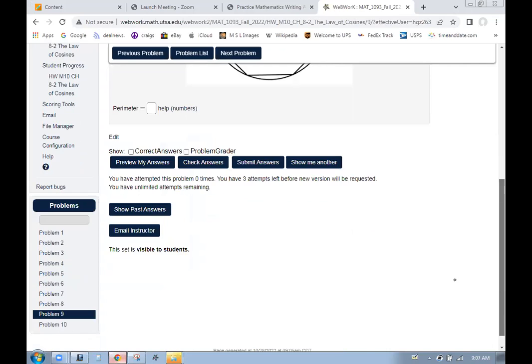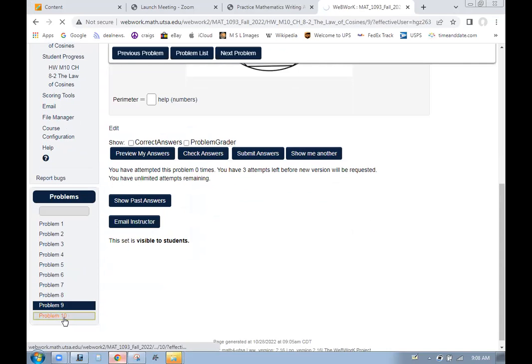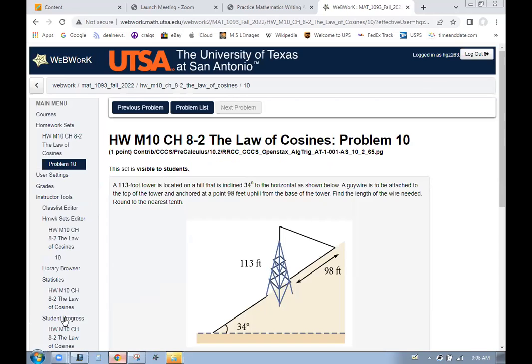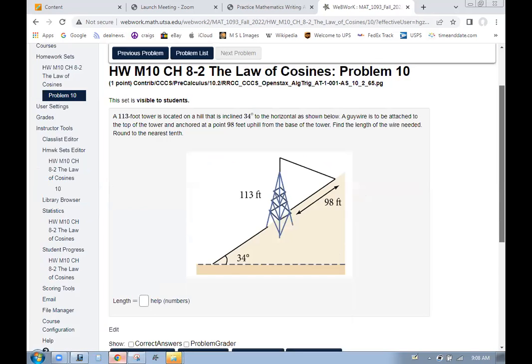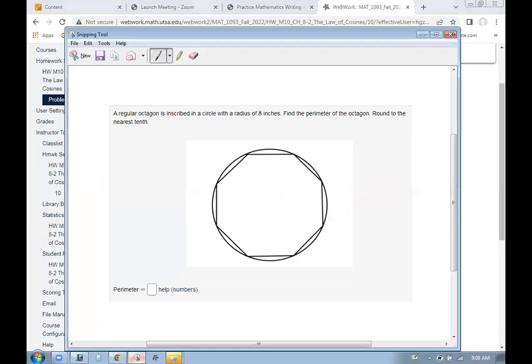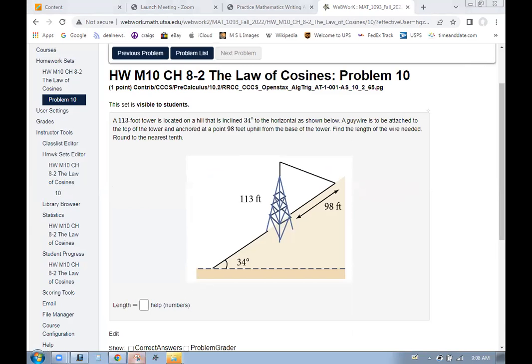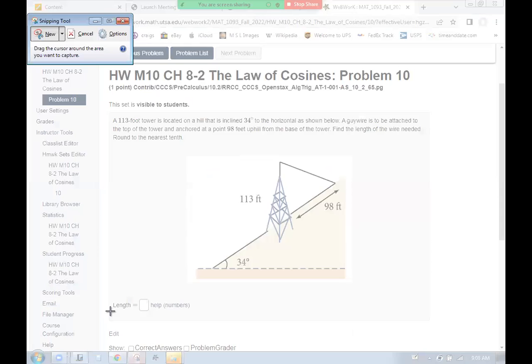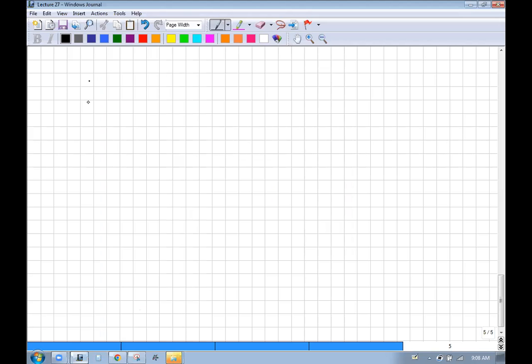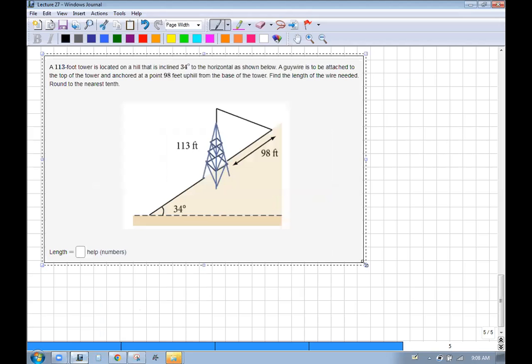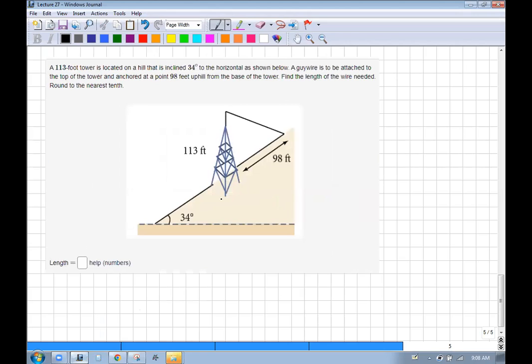Where was that one? That was 9. Look at 10. This one is tricky. We have this tower located on a hill. There's an incline of 34 degrees. I don't know. Let's see.